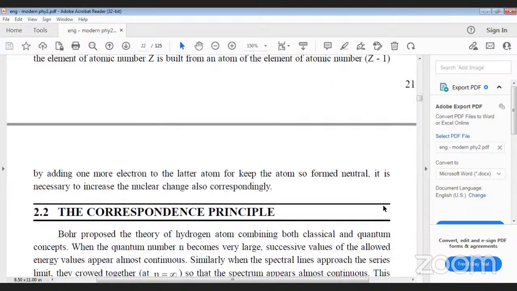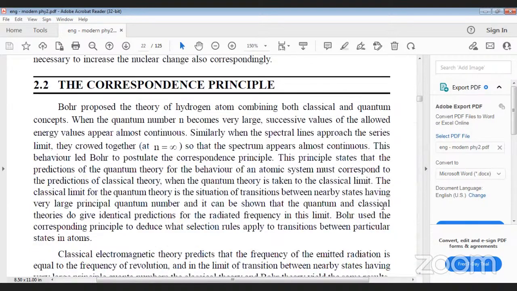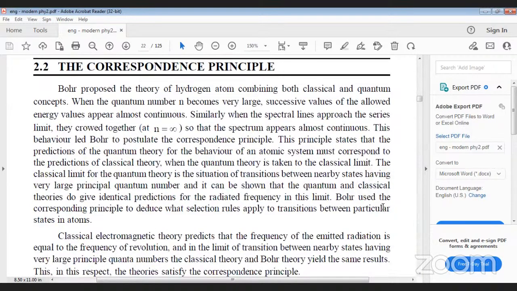To keep the atom neutral, it is necessary to increase the nuclear charge correspondingly. What is the correspondence principle here? This may be asked as a short question, but it is not that important. What you need to know is that Bohr's theory of the hydrogen atom combines the classical as well as the quantum theories.